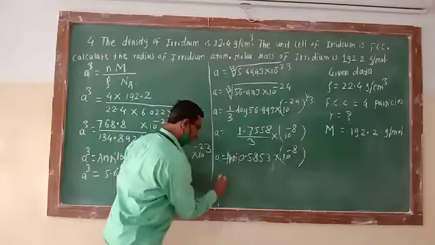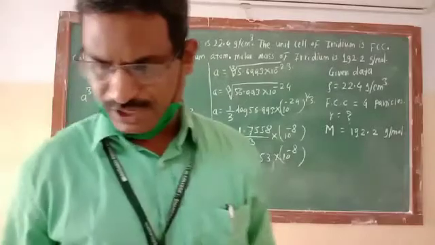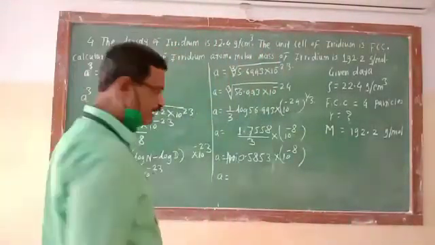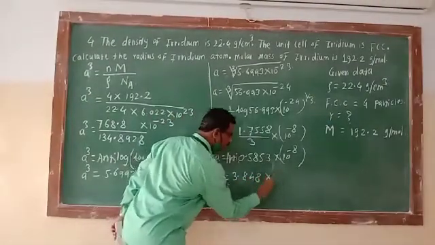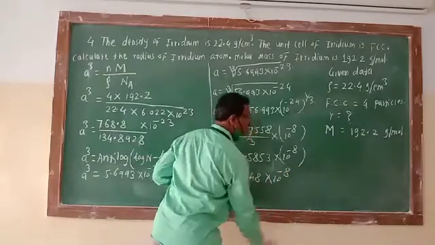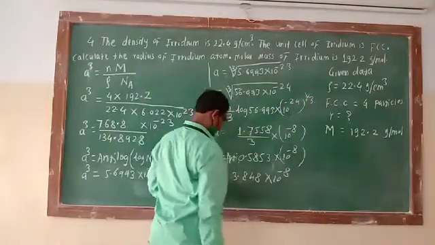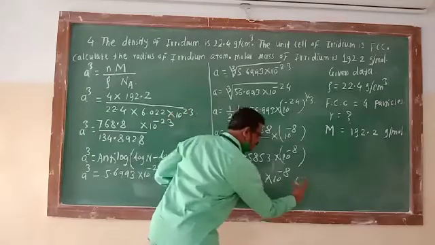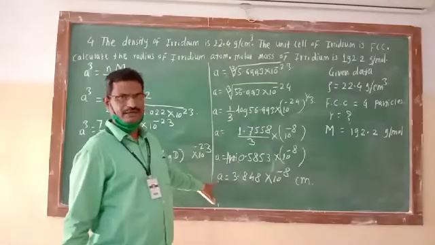Just see the anti-log of this, so that we will get A is equal to anti-log of 0.585253, which will be equal to 3.848. So this will be 3.848 into 10 raised to minus 8. A, the edge length, we have calculated. Density we have taken in gram per centimeter cube, therefore A is in centimeter. This is how edge length can be calculated.